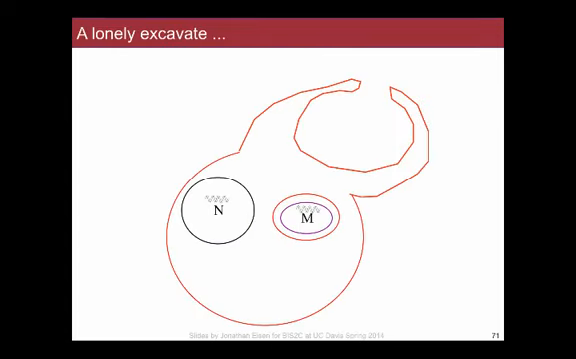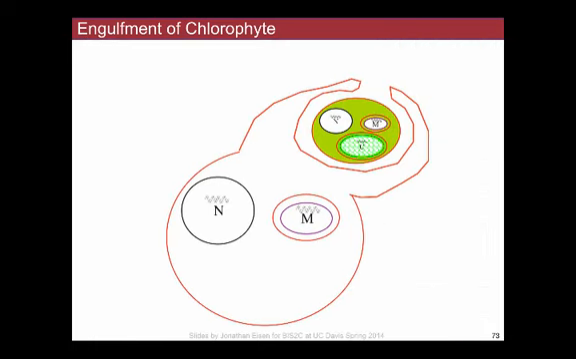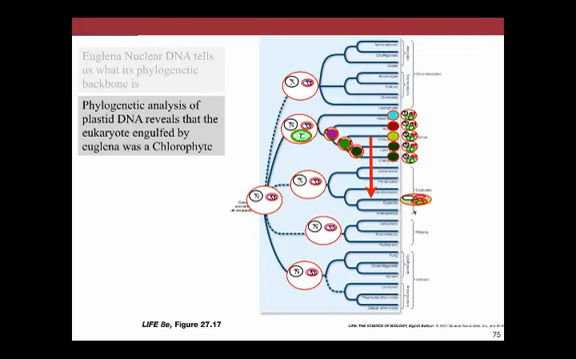So here's the model to explain that. You had a lonely excavate cell looking for a friend. It brought inside of it a chlorophyte that already had evolved some of the features of chlorophyte cells and chlorophyte chloroplasts. And that became its symbiont. So now you have a cell that has a nucleus, a mitochondrion, and then a second nucleus, mitochondrion, and a chloroplast. And this is what gave rise to the common ancestor of Euglenids. So it had a normal eukaryotic backbone, and it brought inside of it another eukaryote that had a chloroplast.